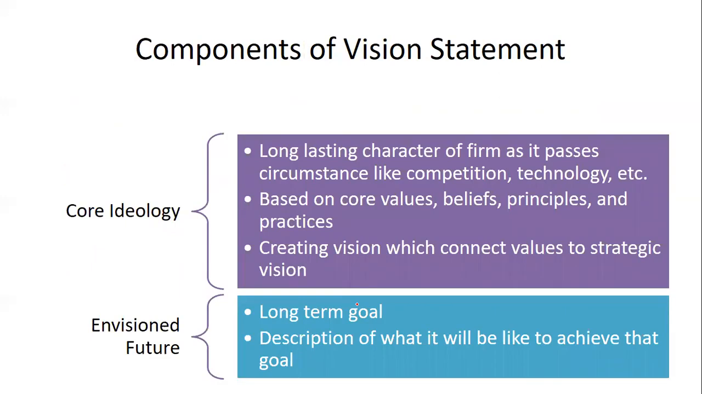Now, components. We have studied elements and components of mission also. In the same way, the components of vision are the core ideology, that is the long-lasting character of a firm as it passes, depending upon technology as well as competition: the values, the beliefs, the principles, and the practices. Then how to connect these values to the strategic vision. And envisioned future, it means the long-term goals, the description of what it will be like to achieve a particular goal.